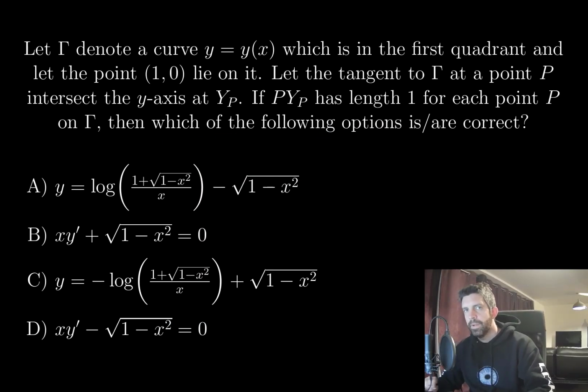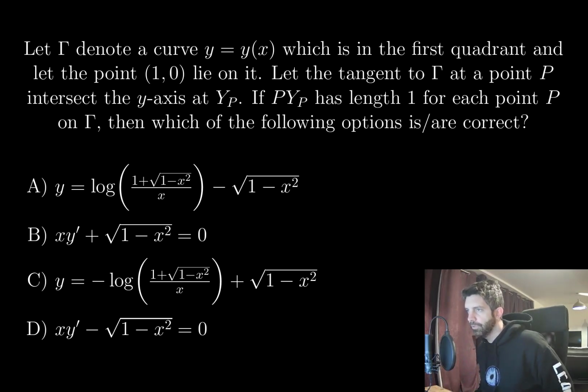Today's problem is another one submitted by a viewer, and it says, let gamma denote a curve, y is equal to y of x, which is in the first quadrant, and let the point 1, 0 lie on it. Let the tangent to gamma at a point P intersect the y-axis at y sub p. If P to yp has length 1 for each point P on gamma, then which of the following options is or are correct? And you're given a bunch of possible functions for y or differential equations that y can satisfy here.